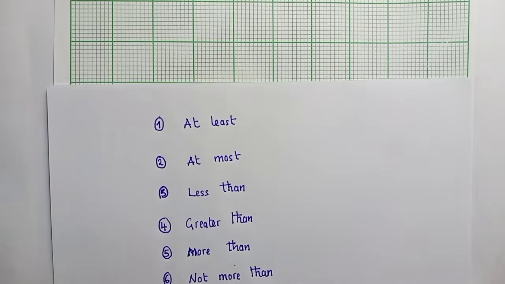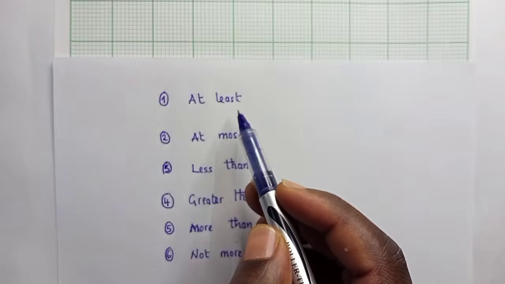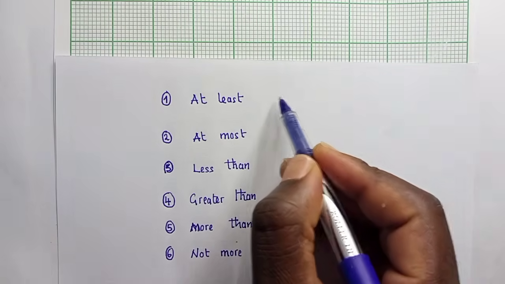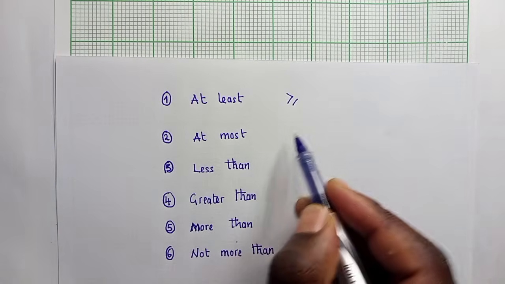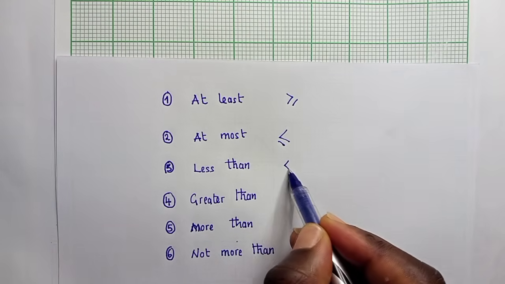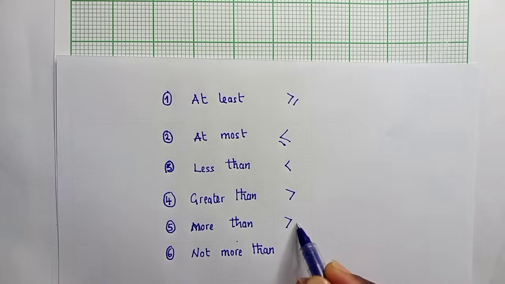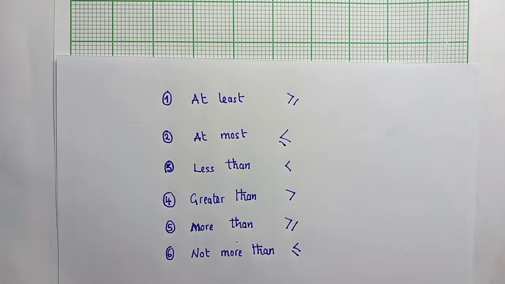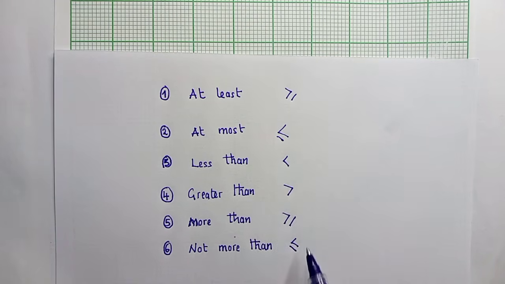Let's try to understand some terminologies here. Number one, we have "at least." What do you think at least is all about? This is greater or equal to. When we go to "at most," this is the opposite: less or equal to. I guess you know all these signs. "More than" will be greater or equal to. "Not more than" will just be less or equal to. These are the terminologies and signs that we're supposed to know.